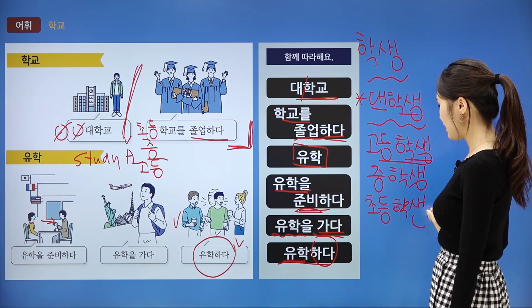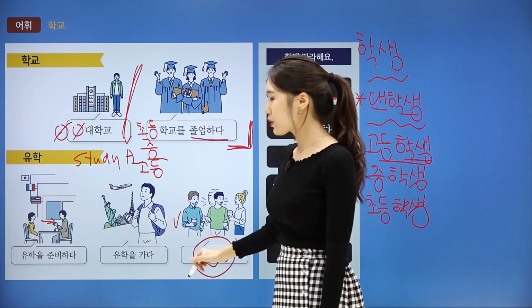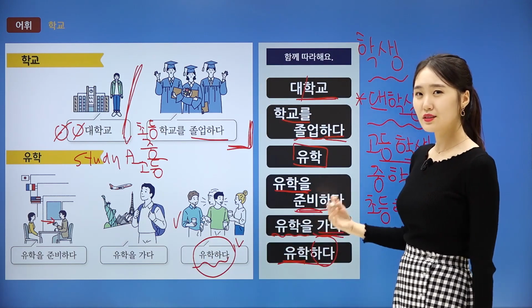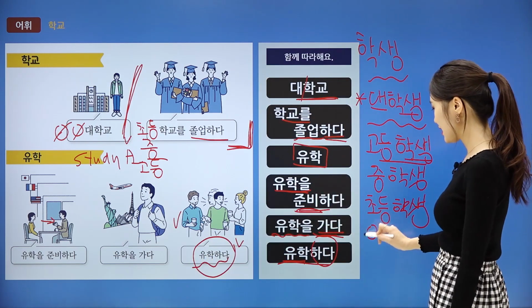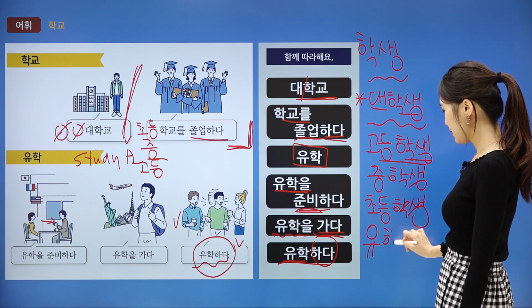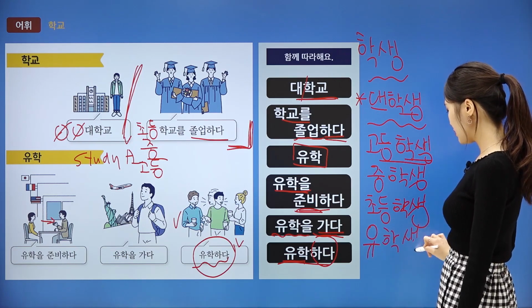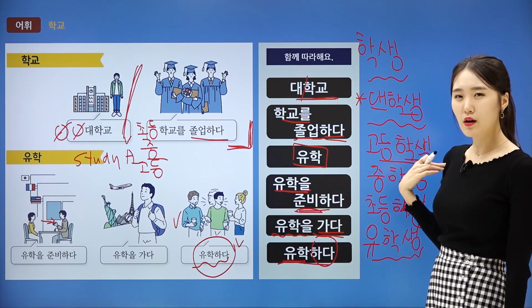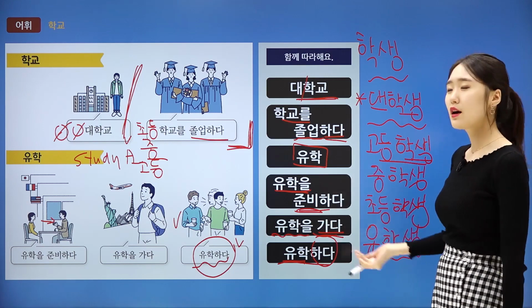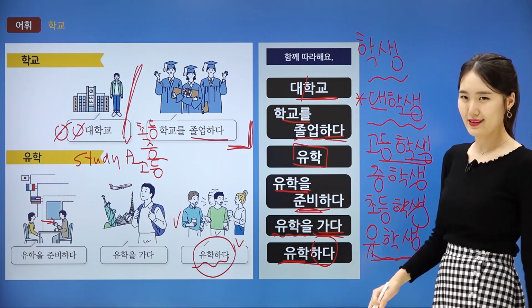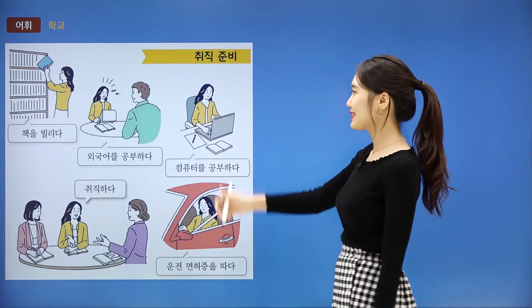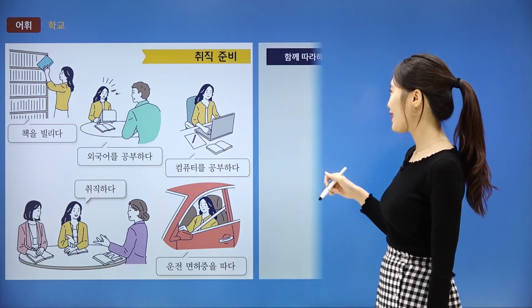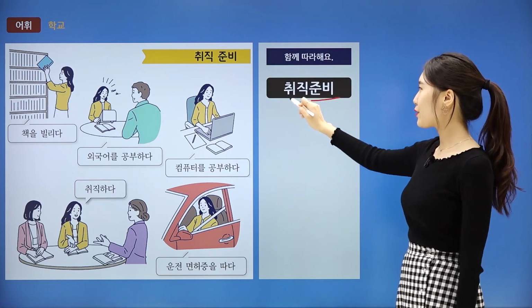Then last one. Let's see here. Maybe if you go abroad, study abroad, then you are an abroad student, right? Then you'll say just 유학생. If you introduce yourself as 유학생, that means that I'm studying abroad. I'm a student that I study abroad. 유학생.